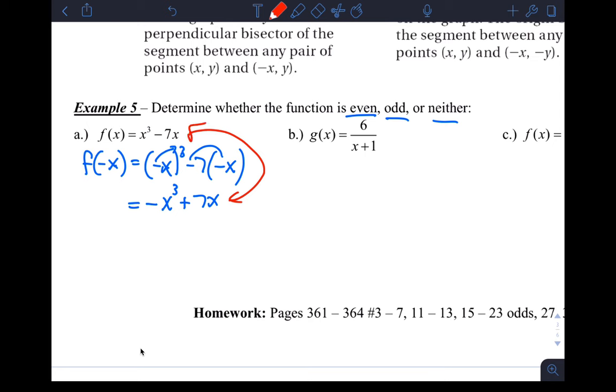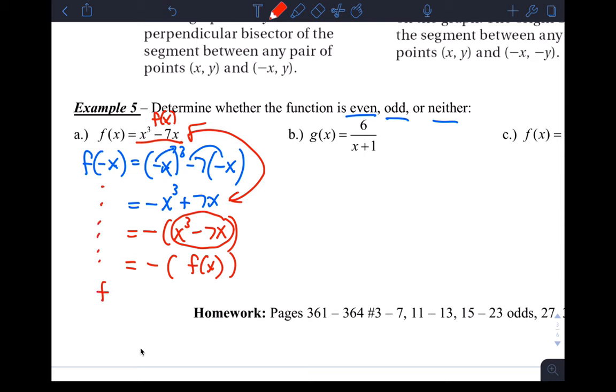Okay. Right now, maybe not so clear, but what you can do is say, if I factor out a negative, I get this. So if I factor out a negative after doing my substitution, I get this. Well, the original function f of x over here is just that. So basically what I did is I got negative, and this function here is the original function, f of x. So what I said basically, if you carry this down, is f of negative x gave me the negative of the original function. And by our definition, that means the function must be odd, okay?